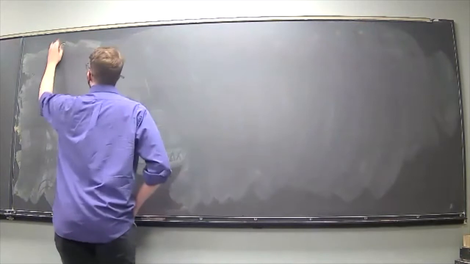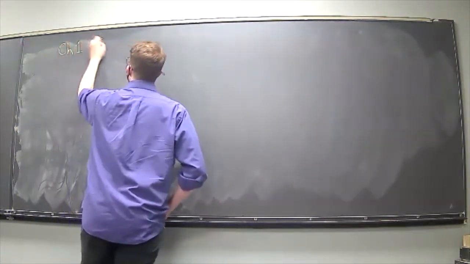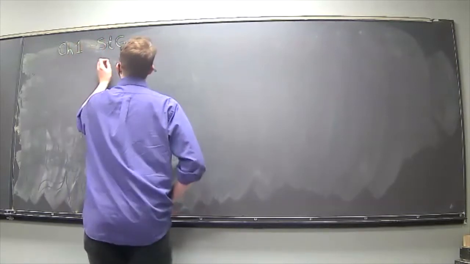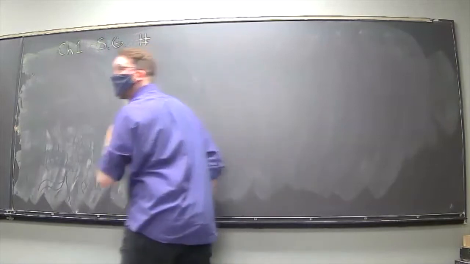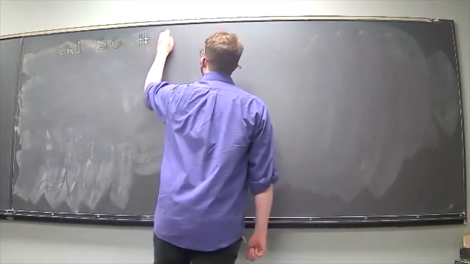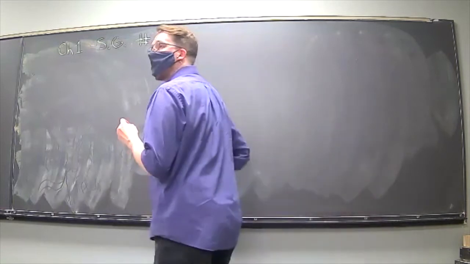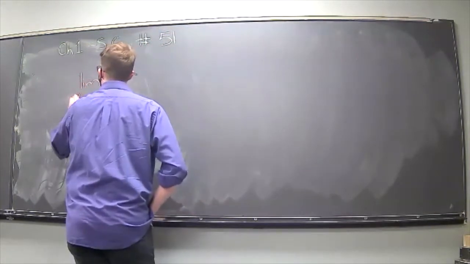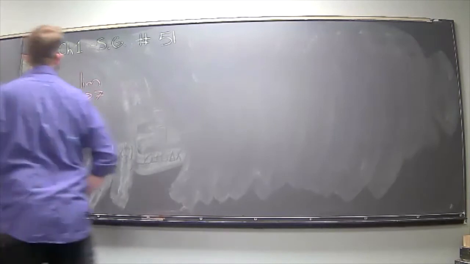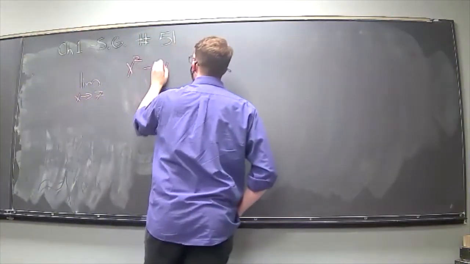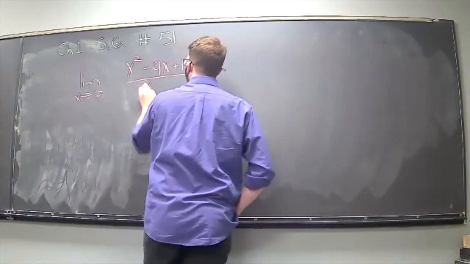All right, so from the chapter 1 study guide, number, what is that, 51? Yeah, 51. We are asked to solve the limit as x goes to 7 of x squared minus 9x plus 14 over x minus 7.